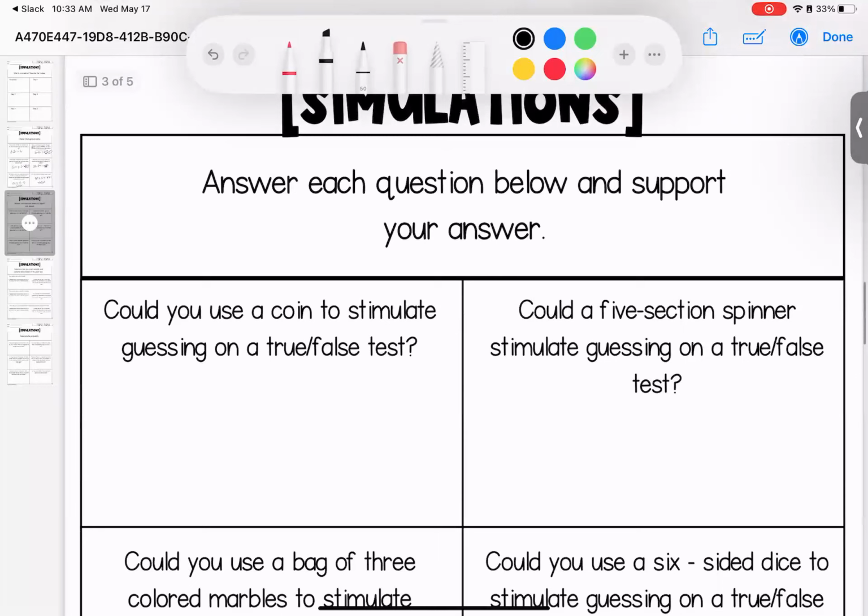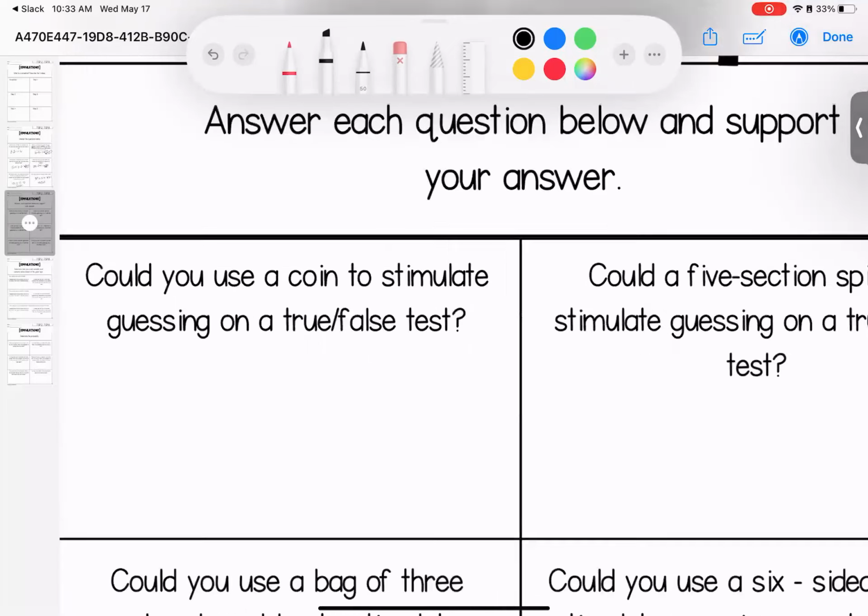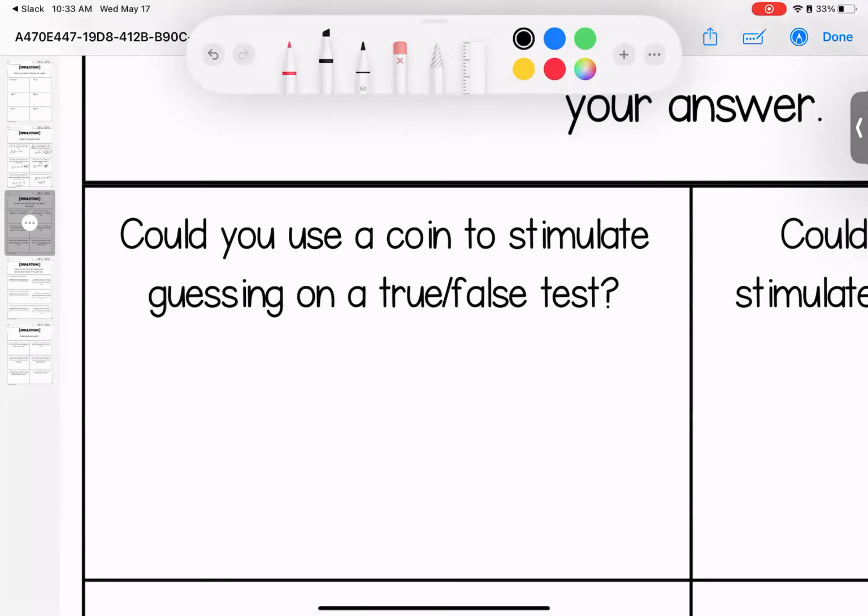All right, this is probably one of the hardest ways that we can ask our question, whether or not we can use something to simulate and which way we could use our simulation. So trying to figure out the simulations is the hardest part. So first one, could you use a coin to simulate guessing a true or false test? Yes. I could say that heads is true and tails is false.